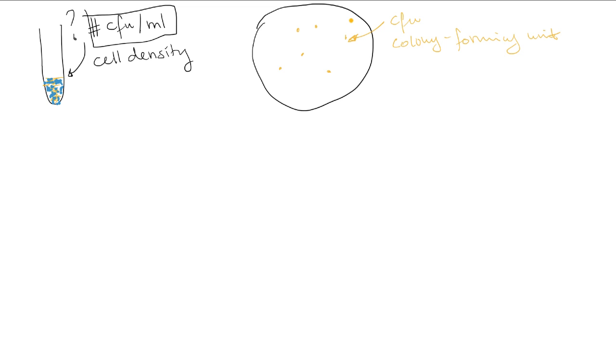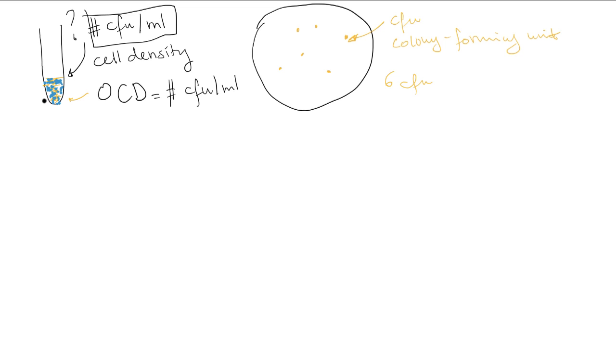Okay, so each colony-forming unit is the number of bacteria it takes to make one colony on a plate. So in this case, you might say I have 1, 2, 3, 4, 5, 6 colony-forming units on this plate. So that is what we're going to do. We're going to express the cell density of this original culture, which is then called the original cell density, as the number of colony-forming units per milliliter of liquid.